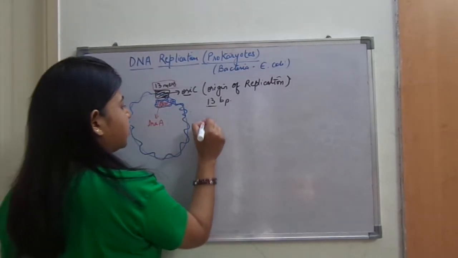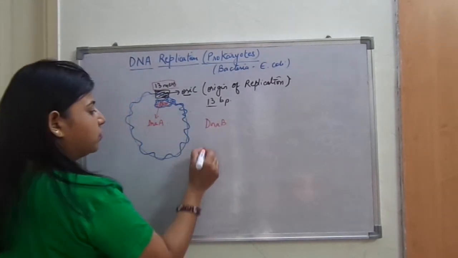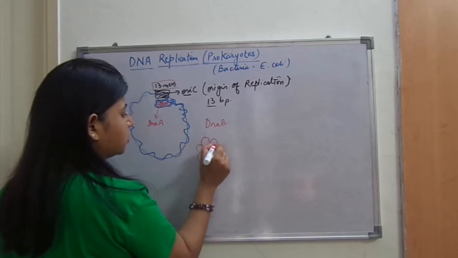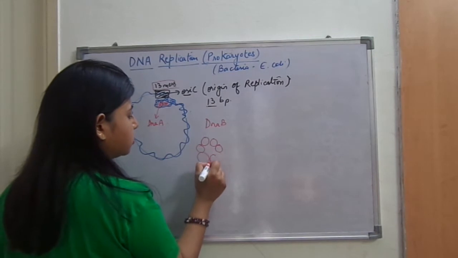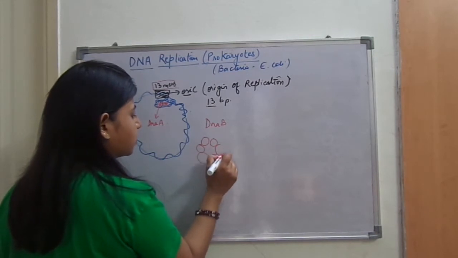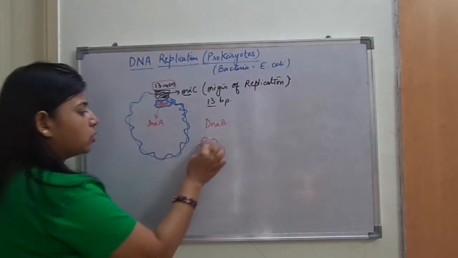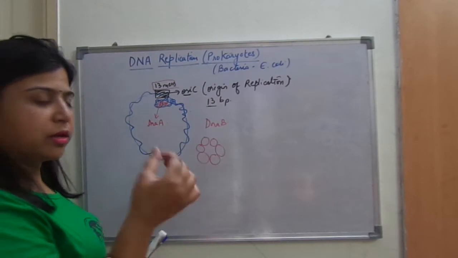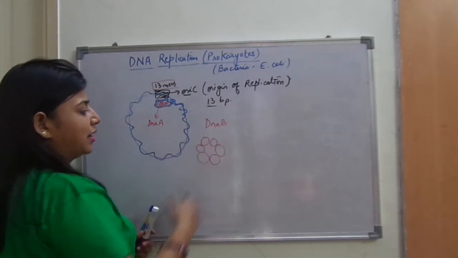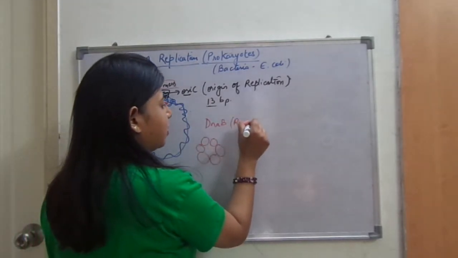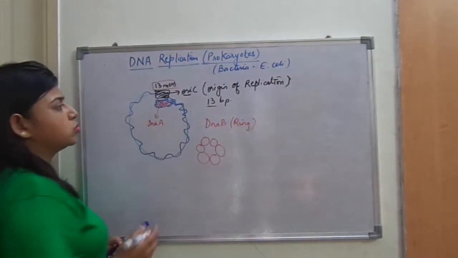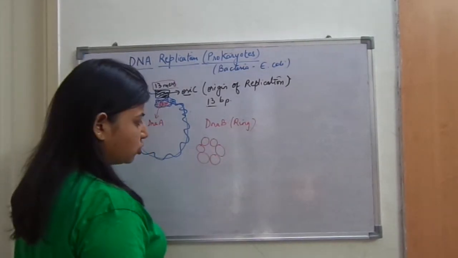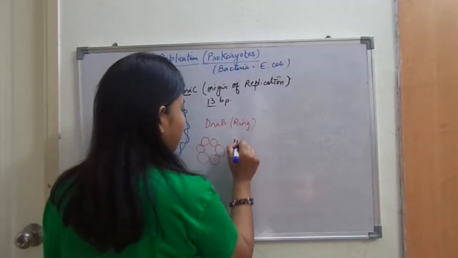So another enzyme that is known as DNA B, which is circular in nature, just like this. This enzyme comes. Now you can see a small clamp. This is like a rope, and inside the rope you are putting this clamp. This is a ring-like structure. This is a ring-like enzyme, and it comes and attaches to this ORI-C position. Now this ring-like structure is actually a helicase. This is a helicase enzyme.